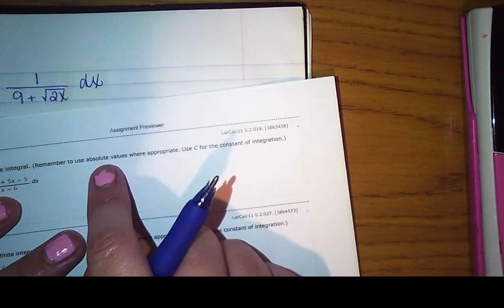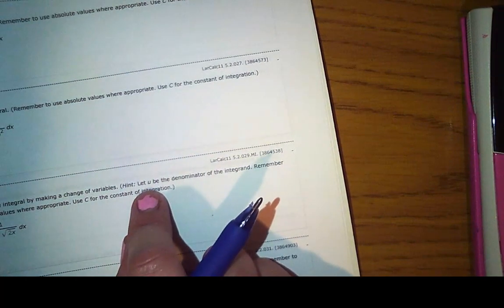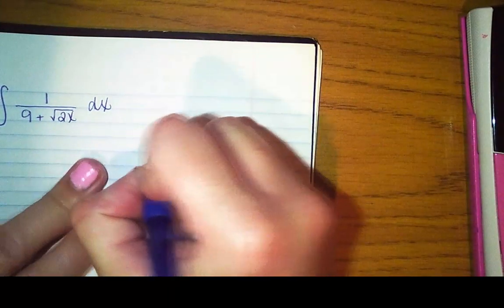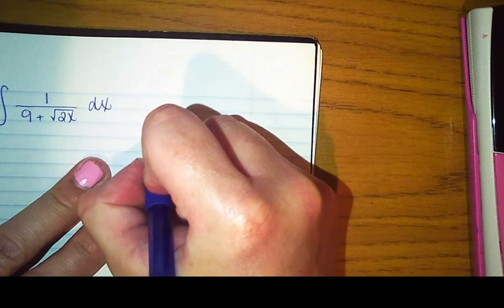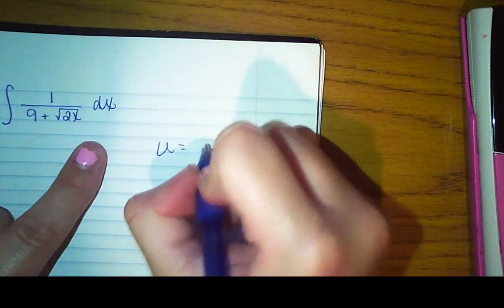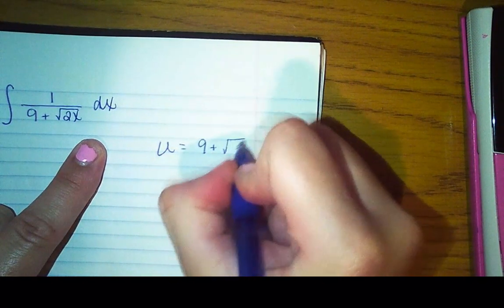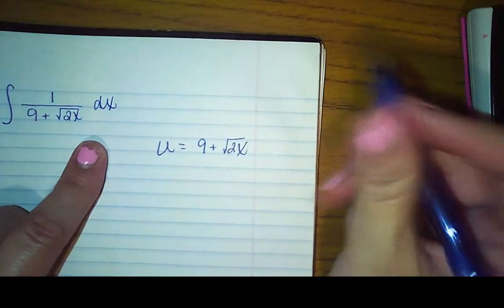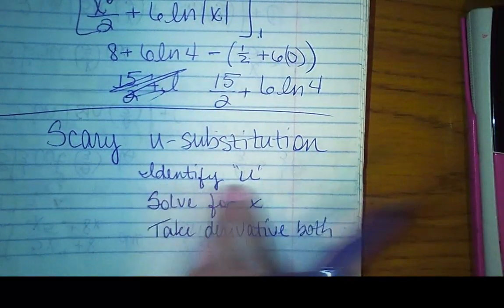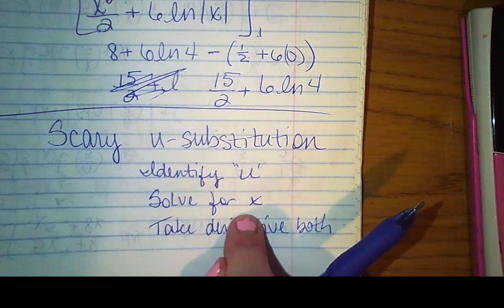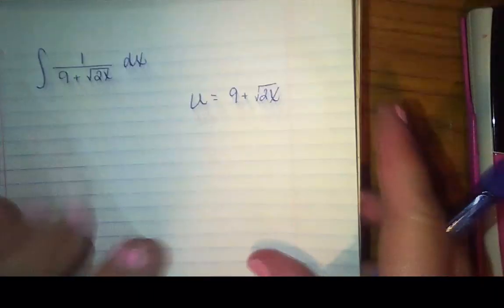Let's dive in, and if you notice in the instructions, it says let u be the denominator of your integrand. So again, we're going to tell you which one it is at first. That means my u is going to be 9 plus root 2x. Okay, that's my u. So according to my strategy, I've identified my u, and now I'm going to solve for x.